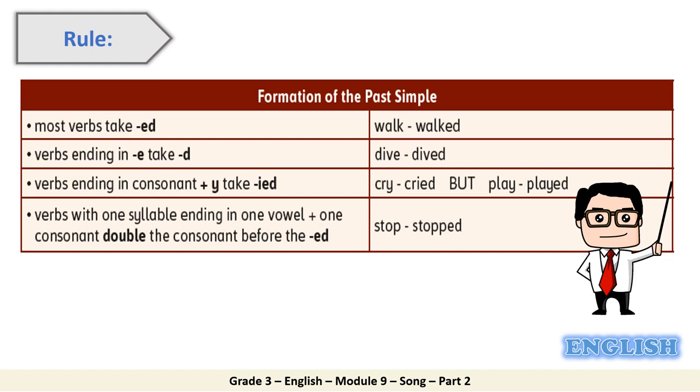Finally, we will look at verbs with one syllable that end in one vowel plus one consonant. In this case, we double the last consonant in the verb before adding ed at the end. For example, the verb stop changes into stopped.